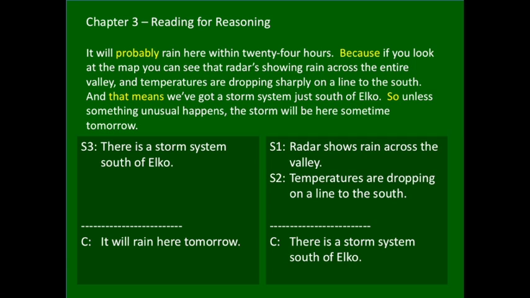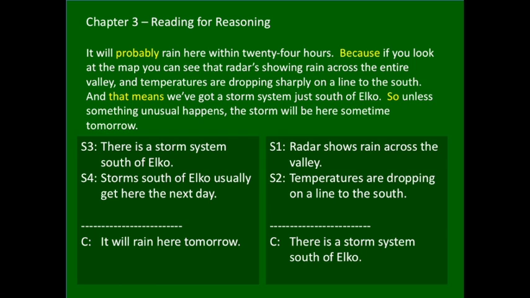At this point, we've covered everything in this article except for that one expression, unless something unusual happens. Now that's an important piece of information, but in order to incorporate it into our schematized argument, we need to rephrase it. And here's how we would do that. So what is that unless something unusual happens clause expressing? Basically this idea that storms south of Elko usually get here the next day. If nothing unusual happens, the storm will be here tomorrow. So what is it that usually happens? Storms south of Elko usually get here the next day.